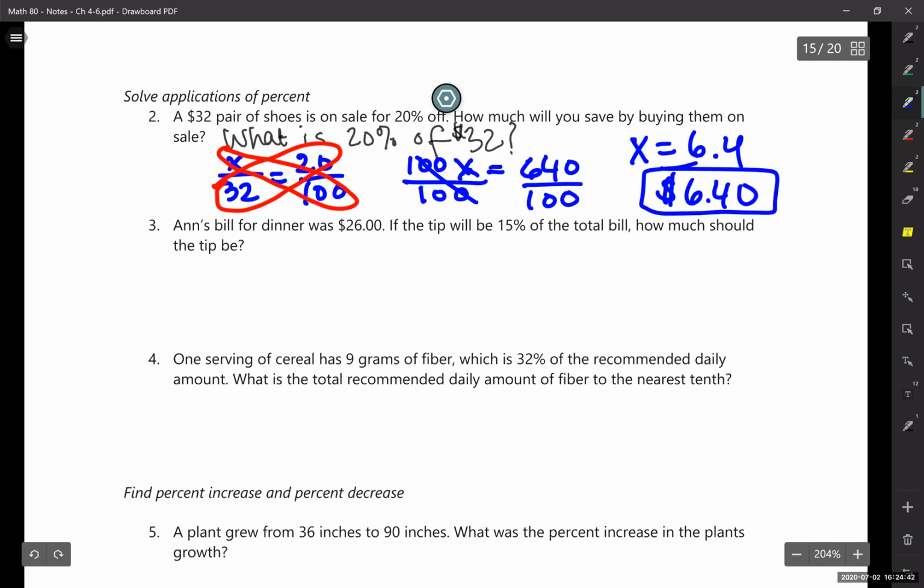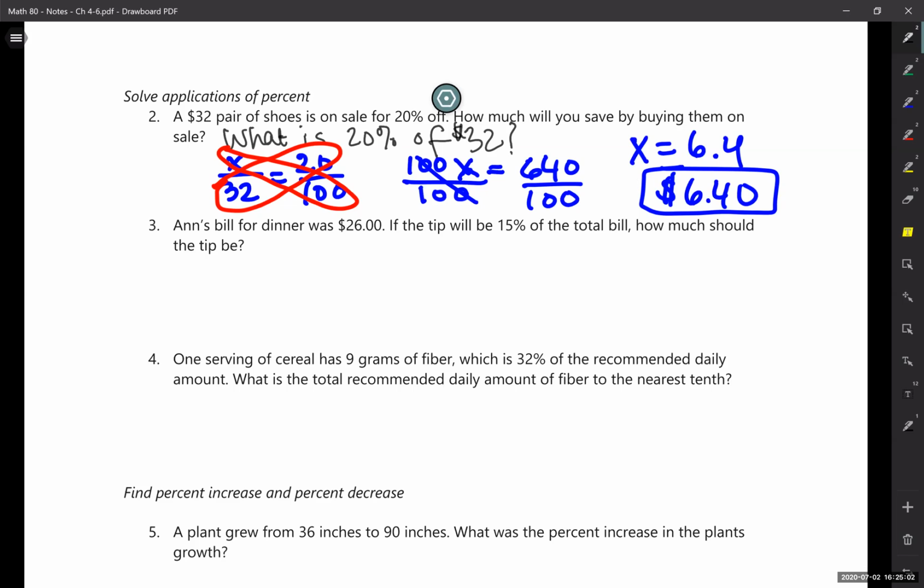Because it says how much money to save, we need to know what that dollar value is. And for money, we always write it to the penny. So if there is no number listed in the hundredths place, we just write a 0. Okay, Anne's bill for dinner was $26. The tip is 15% of the total bill. How much should the tip be?